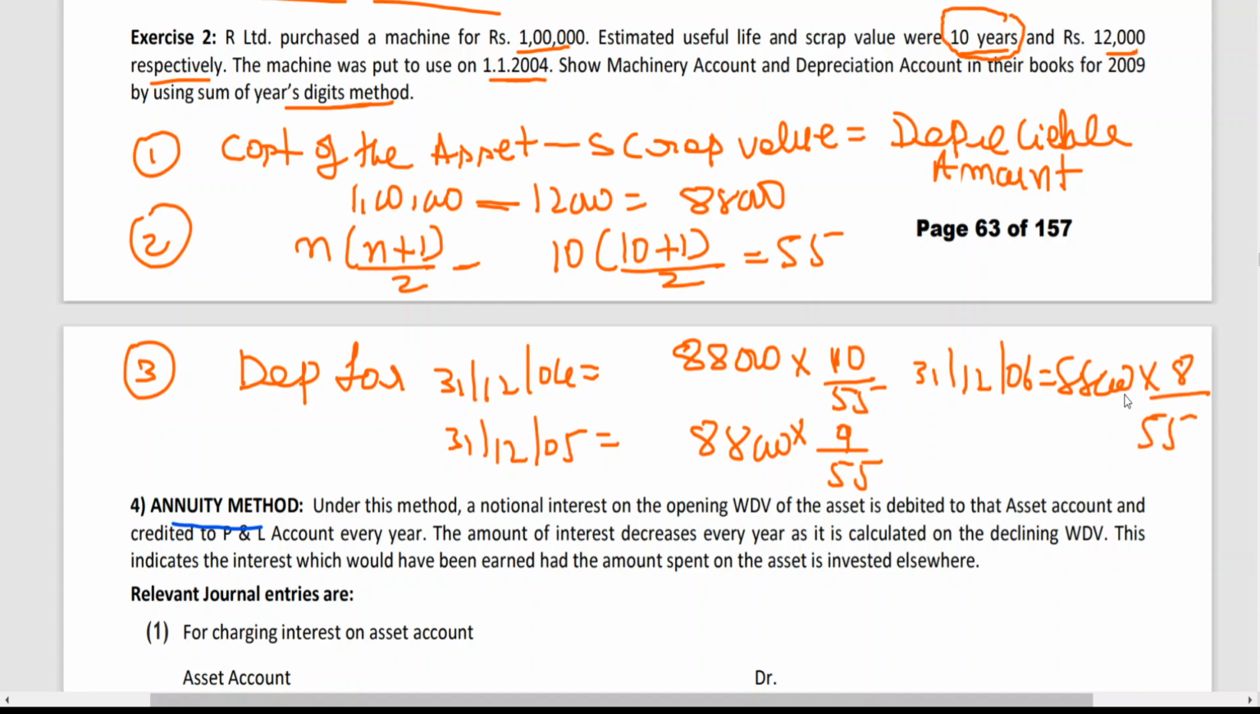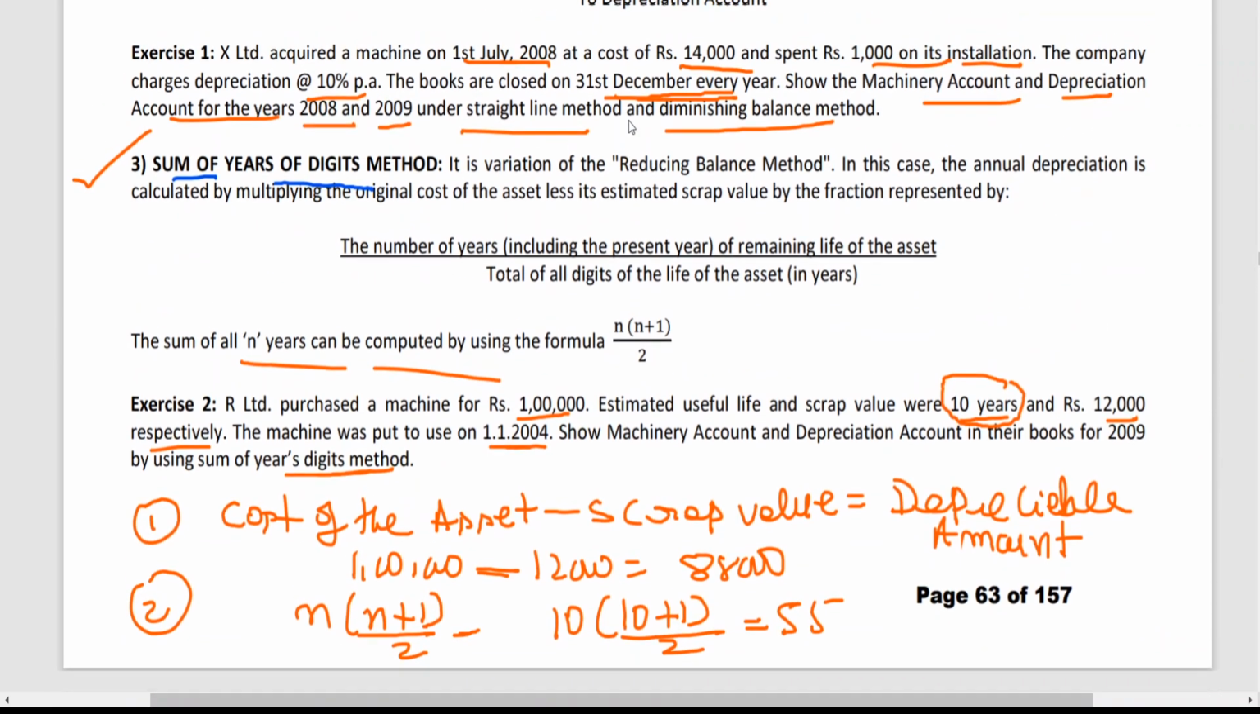So this method is an improvisation of the diminishing balance method. This method is very rare in our country, but generally it is followed in the USA. Clear to all of you? So you can see again, the number of years including the present year of remaining life of the asset by total of all digits of the life of the asset in years.